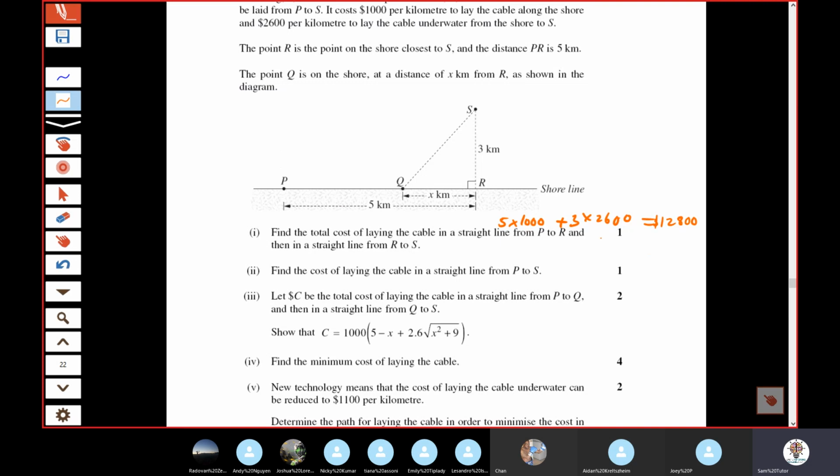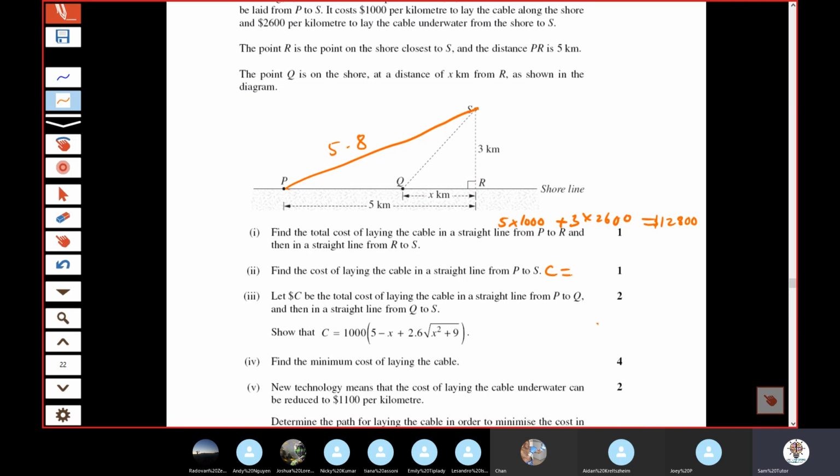Find the cost of laying the cable in a straight line from P to S. So draw it. All right, what do you think you've got to do? What do you see? Pythagoras, trig, more Pythagoras. Look at it, 5 and 3. Yeah, Pythag. But you guys didn't see that if I didn't draw it, so draw it. Yeah, good. I think it gives you about 5.8.